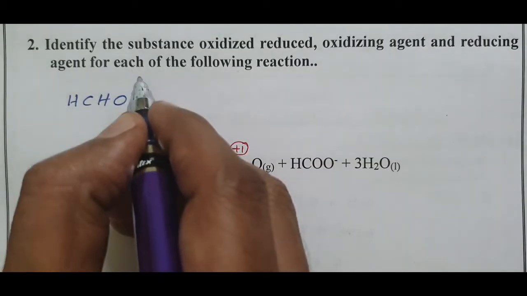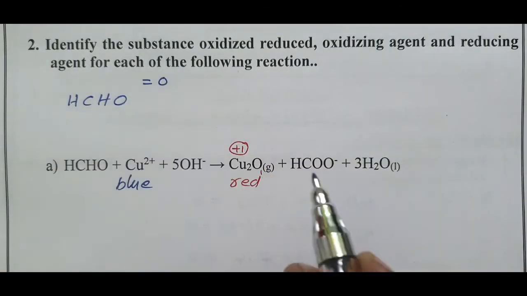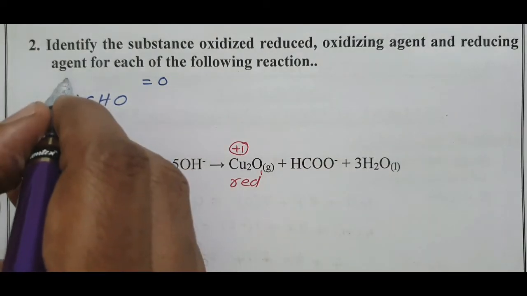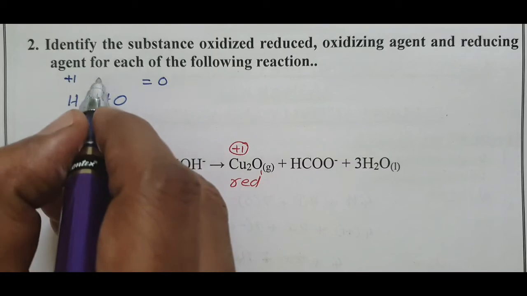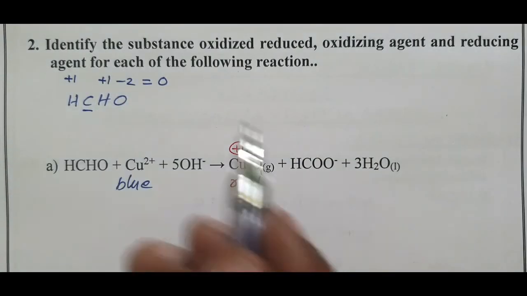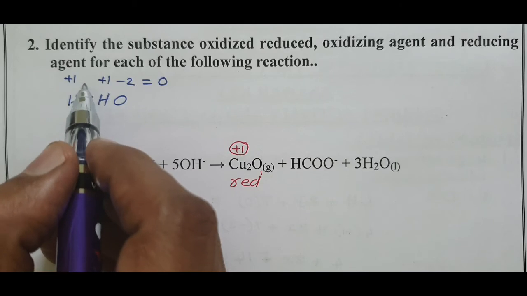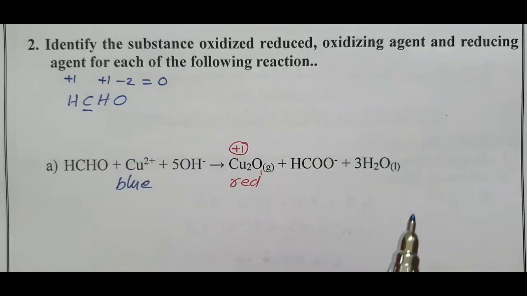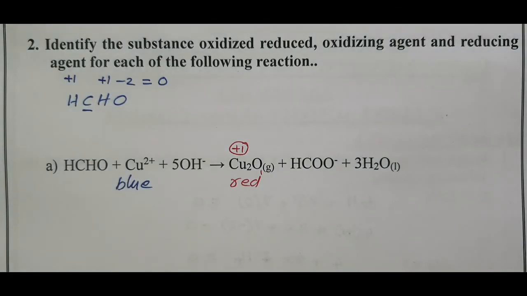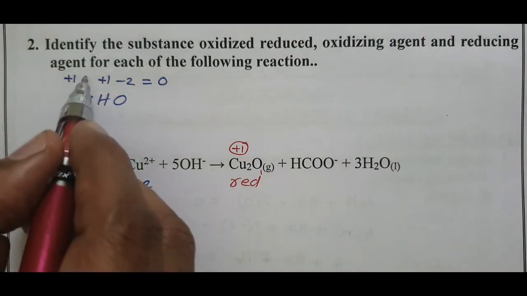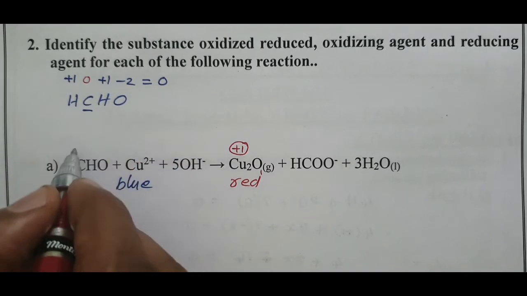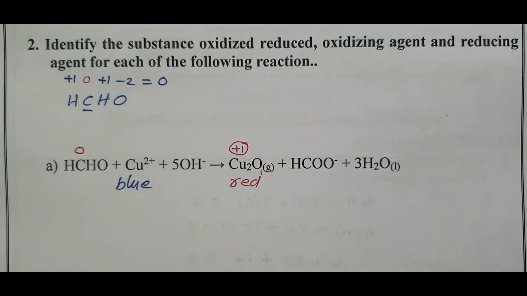We know the total oxidation state of the elements in a compound equals 0. We have to determine the oxidation state of carbon. Hydrogen oxidation state plus 1. One oxygen minus 2. So by putting which number in this place and by adding all this, will give the answer 0? Carbon oxidation state in formaldehyde is equal to 0. By putting 0 and adding all these oxidation numbers, their sum is equal to 0. Carbon oxidation state is 0 in formaldehyde.